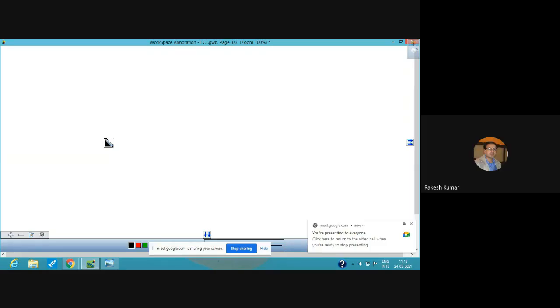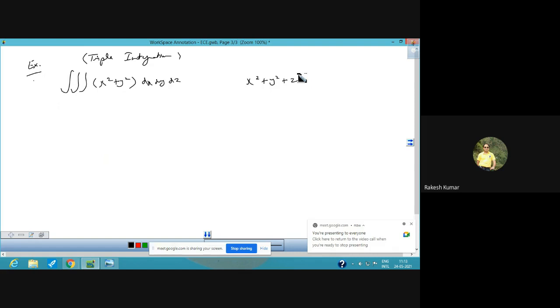Integration. We have started this topic in the previous class. So today we shall do questions, or the solutions, of triple integration. We have the example of a triple integration. The example is: evaluate the triple integral of x square plus y square dx dy dz over the region bounded by the sphere. We have the sphere given to us, x square plus y square plus z square is equal to 1.